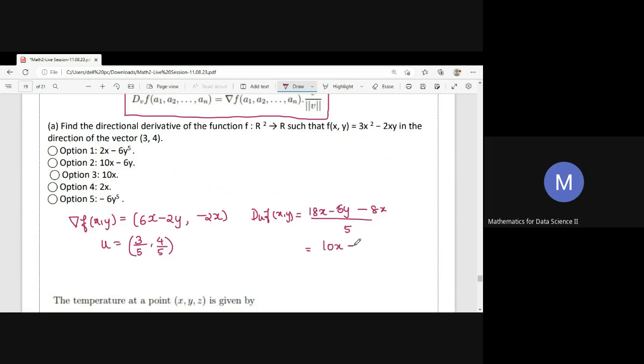10x minus 6y, the whole divided by 5. So find the directional derivative. I guess here divided by 5 is missing, right? Yes, ma'am. Why is it so? Then only this will be a correct option. Okay, fine.